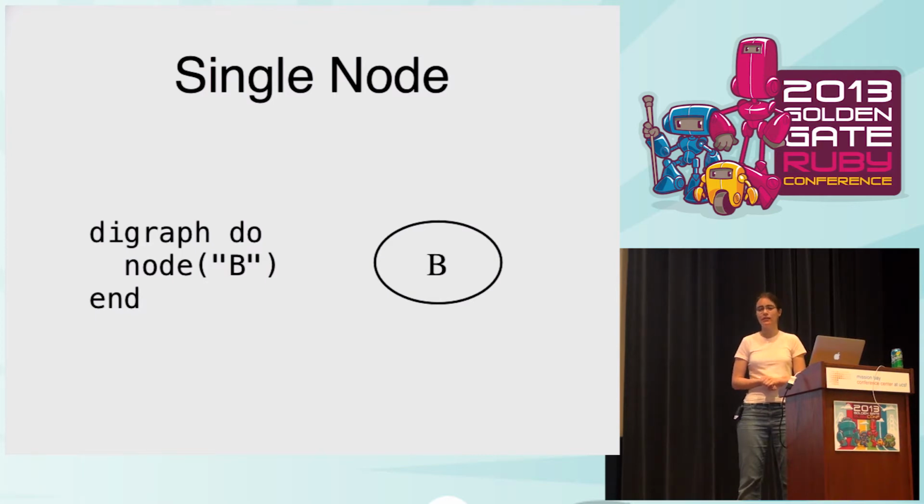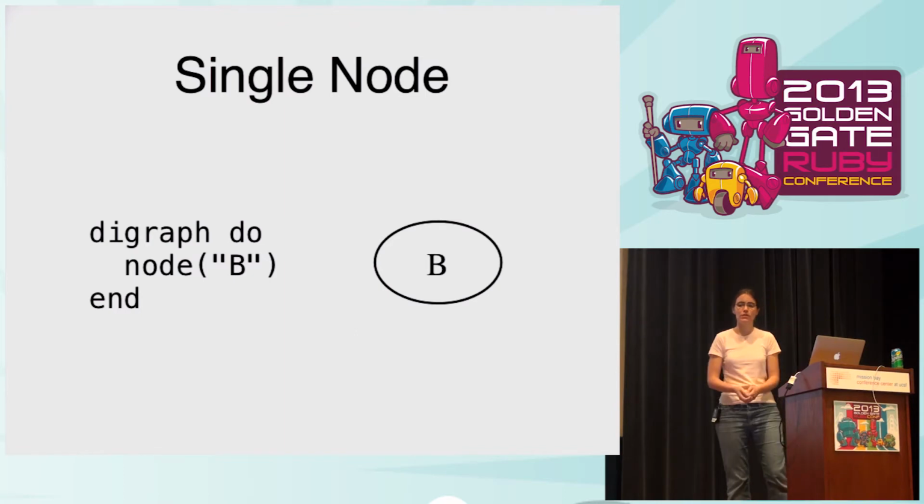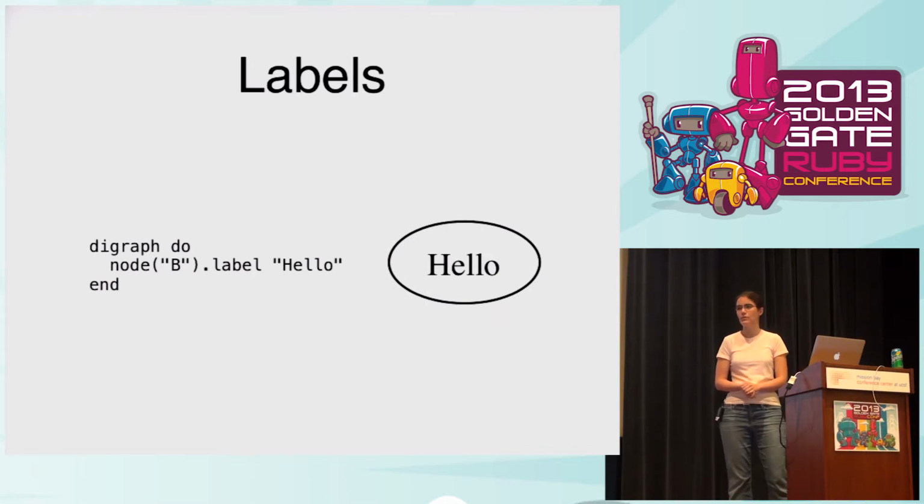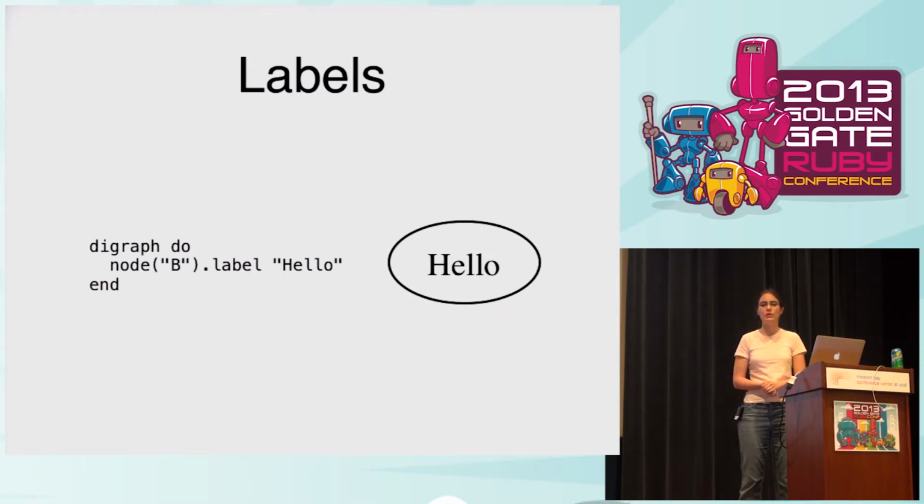That is its key. Nodes are a hash. So that's specifying that we have this node named B. Turns out B is not a very interesting name for our node, so we can put a label on it. We'll say hello. This is a hello world type example. So now we have a node with the name B, but the label's hello.